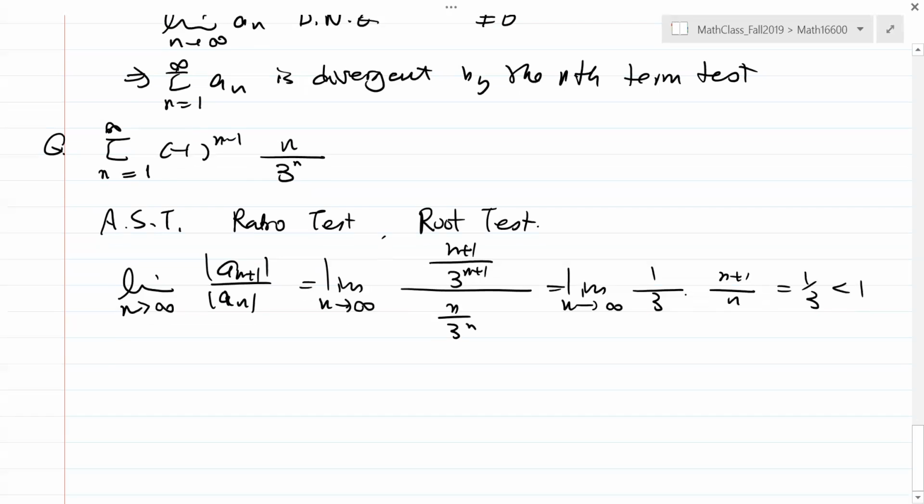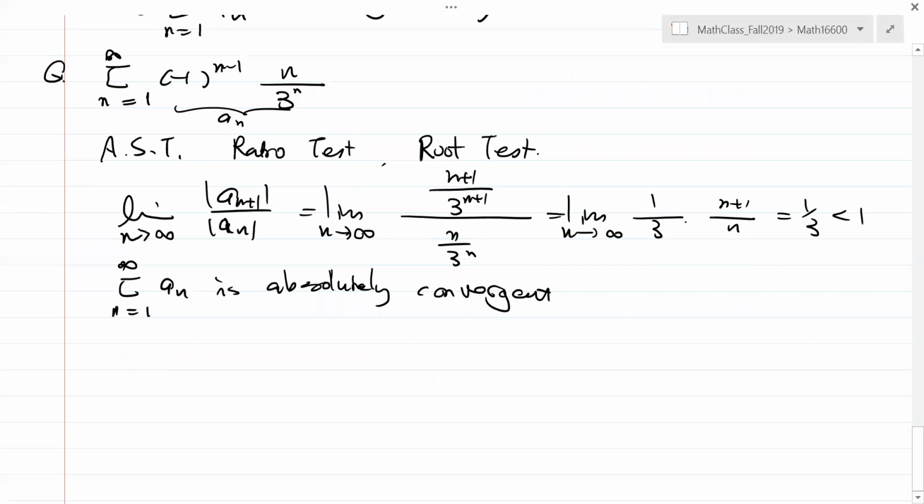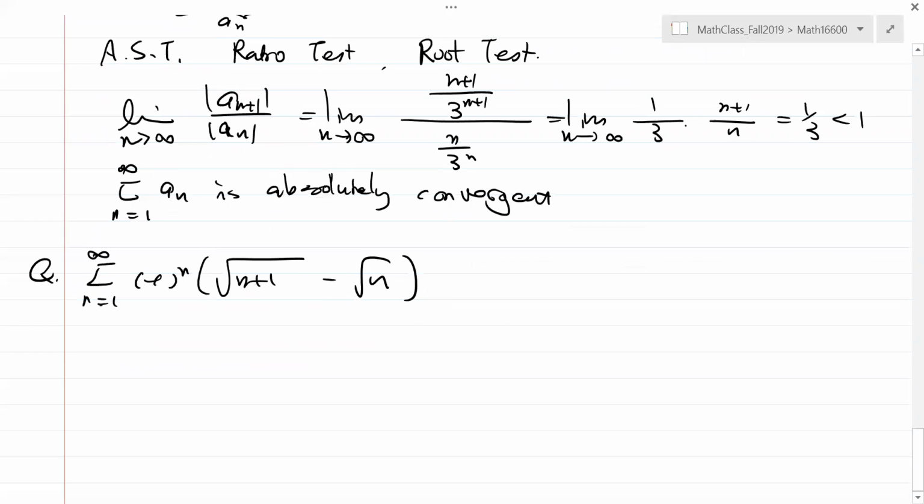So therefore the series is absolutely convergent. Now this I have to mark it. This is a_n, including the negative sign. Absolutely convergent. Good. And I still have a negative sign here.